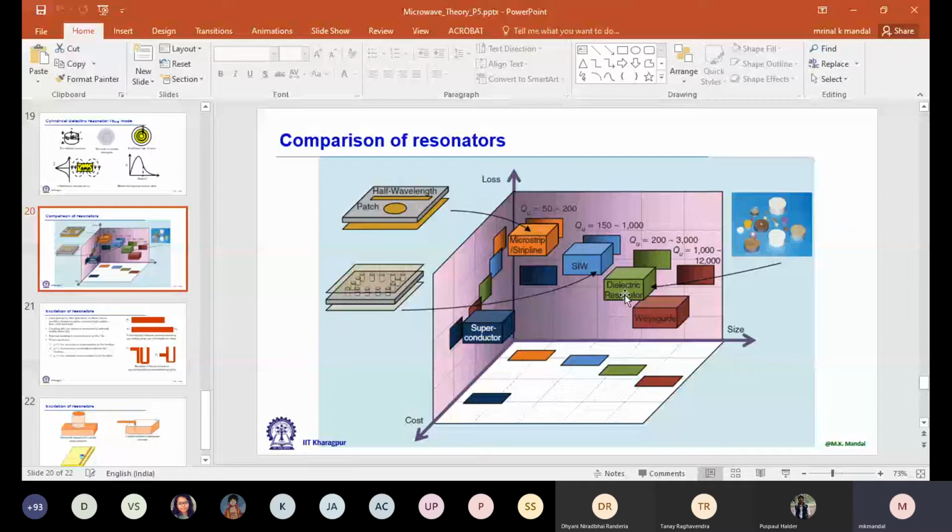Next, dielectric resonator. Its Q is much higher. Here we can avoid metal loss, and some materials are available with very low loss tangent. If we use them, then the unloaded quality factor can be as high as 3000, almost comparable to rectangular waveguide technology, but the size is small.